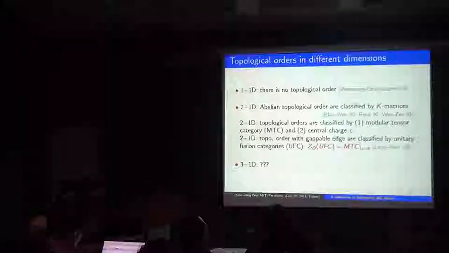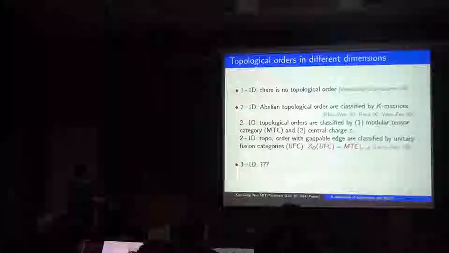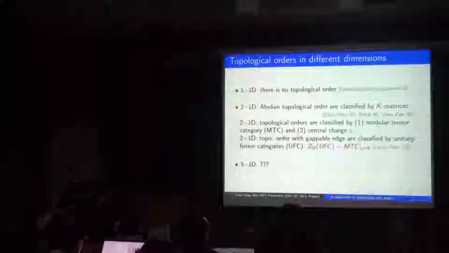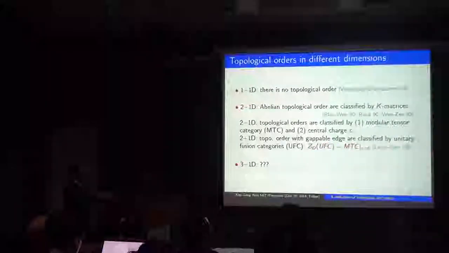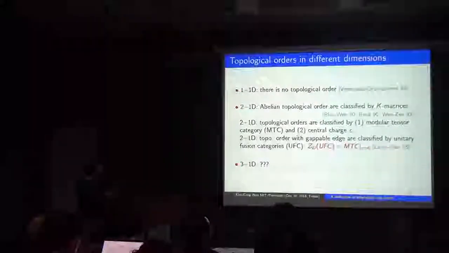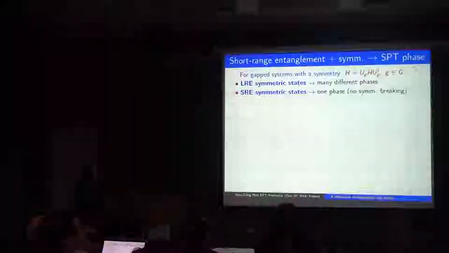Therefore, this new mathematics, which was only developed maybe 20 years ago, seems to play a very important role in physics to understand quantum matter. And for 3 plus 1 dimension, we still don't know. Maybe some n-category theory will play a role here, like 3-category theory. But this is still developing. And maybe let me quickly finish this.